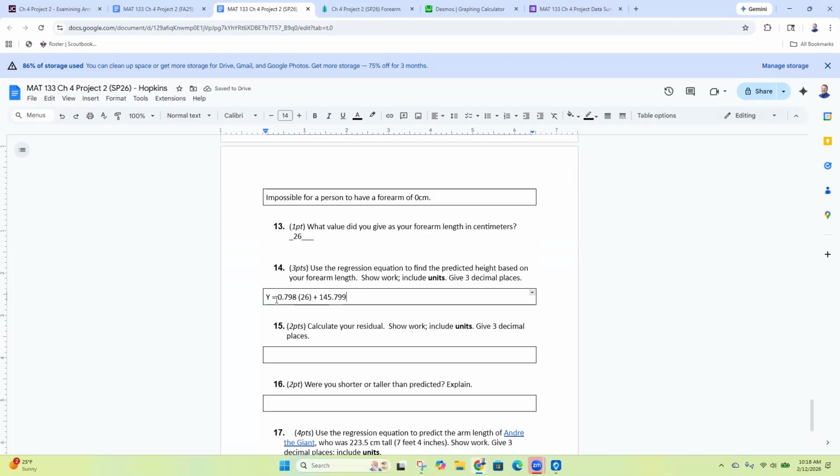Right. My slope is 0.798. My y-intercept is 145.799. That's annoying. Okay, so let's put that in decimals. Let's see what I get.